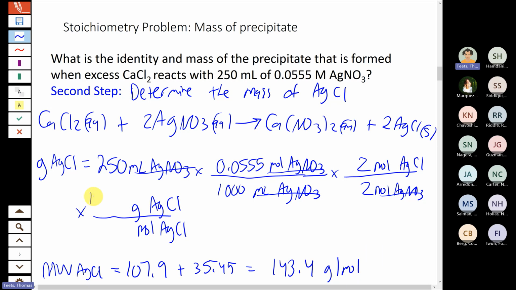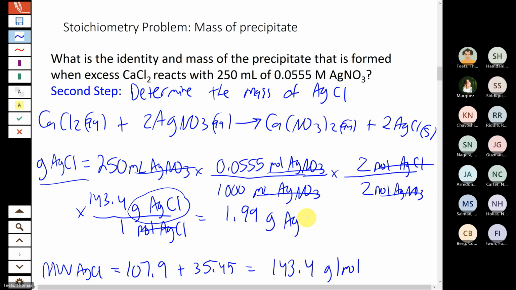So we're going to multiply by that: 143.4 grams of silver chloride in 1 mole. So moles cancel out like we want them to. We get grams of silver chloride, which is what we're looking for. So we stop there and just do the multiplication and division, and we get 1.99 grams. All right. So really the only difference from this versus any other stoichiometry problem we've done is this first step here, using molarity and volume to calculate moles instead of the other relationships that we had previously developed.